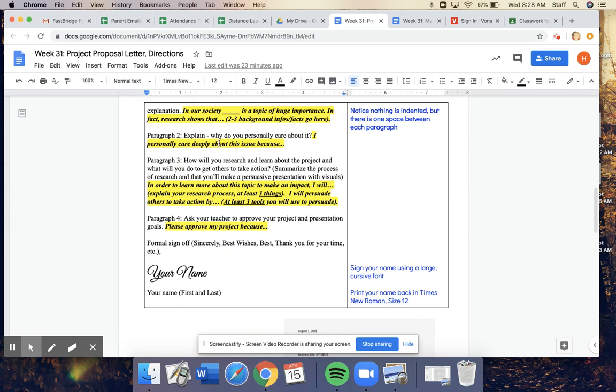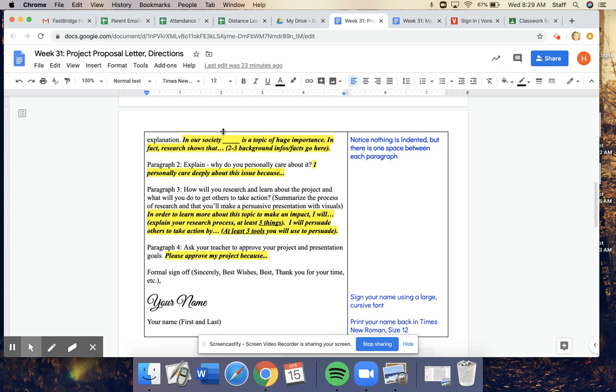And in yellow, you'll see some suggested sentence frames. You do not have to use them. They're just there as a help. For example, in our society, blank is a topic of huge importance. In fact, research shows that. Tell me about the problem.